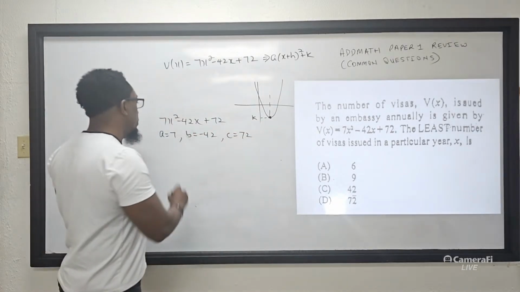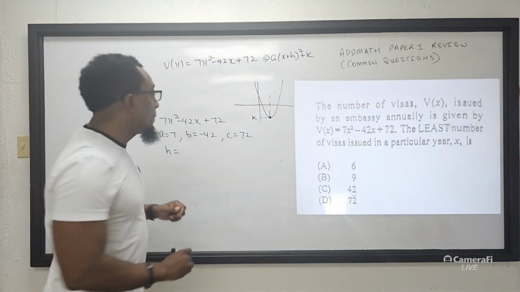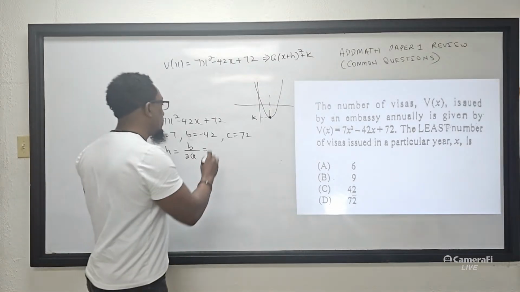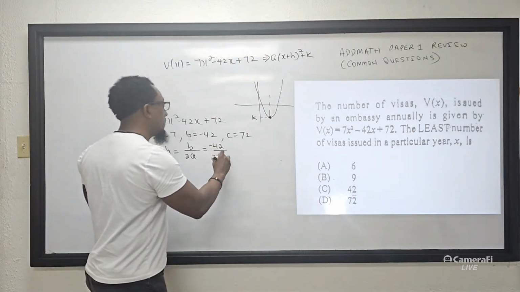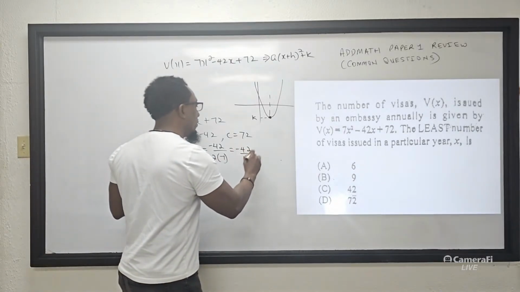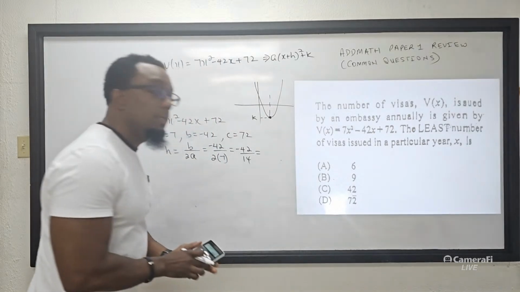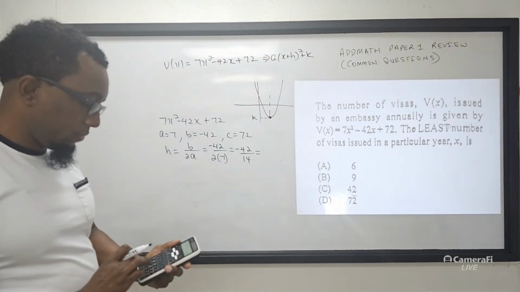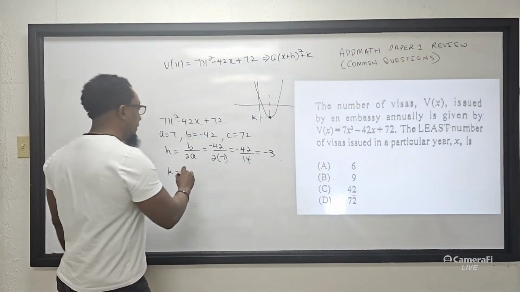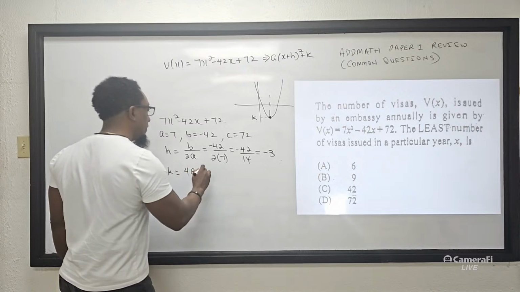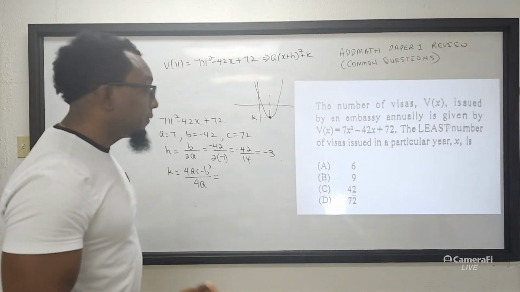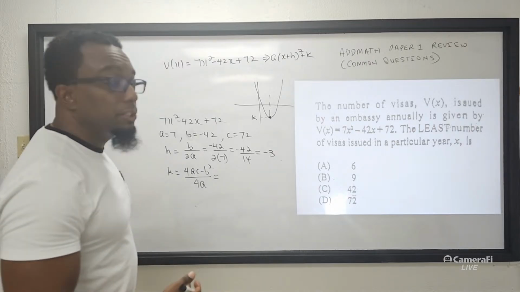So to find h, I'm using my formula b over 2a. So b of course will be negative 42 all over 2 times 7. So that is negative 42 all over 14, and negative 42 divided by 14, that will give us negative 3. And k will be 4ac minus b squared over 4a. So please make sure you know the formula when you complete the square. Very quick, easy method of obtaining h and k.